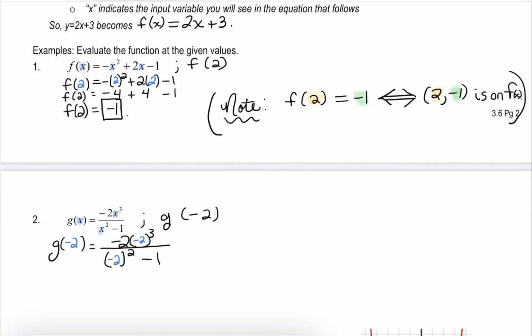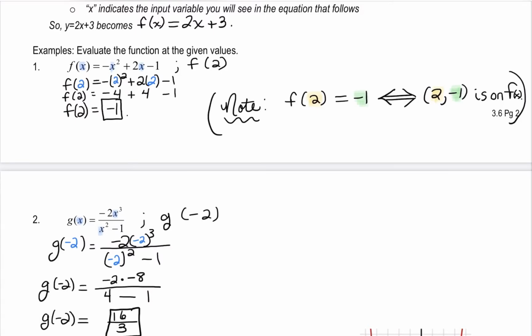Okay, so let's see what we get here. In the numerator we would now have -2 cubed: -2 times -2 is 4, times -2 would be -8. And then in the denominator, the quantity -2. This time it was squaring the entire x. The entire x was -2. So -2 squared would be our 4, and then minus the 1. So we end up with a positive 16 over 3. So again, this is what g of -2 is. My answer: 16 over 3.